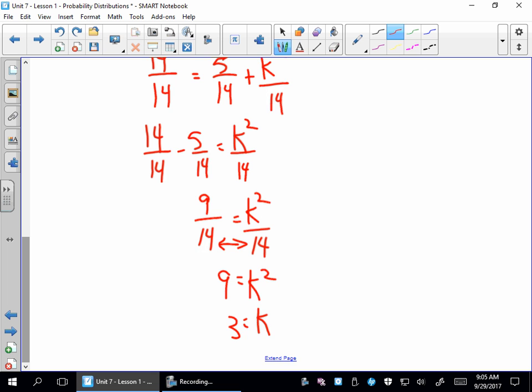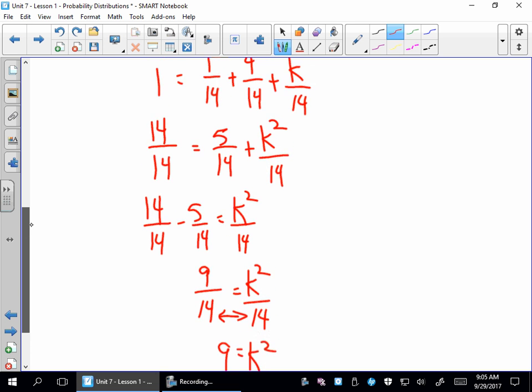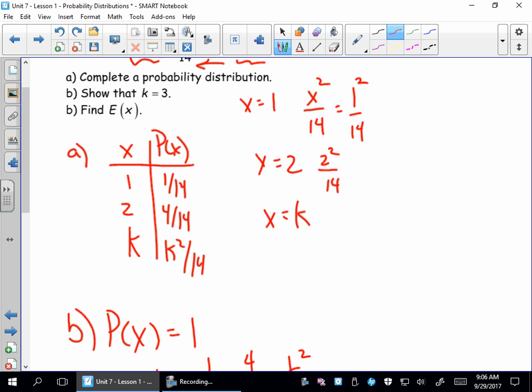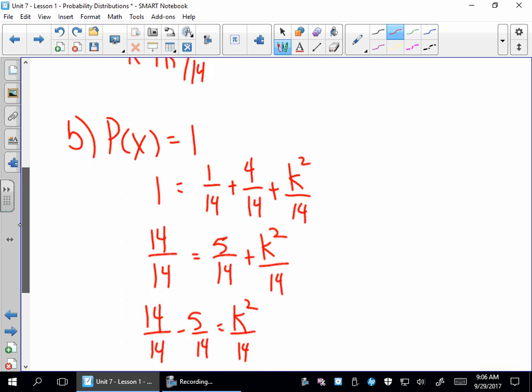So I can solve for parts of distributions if I don't have them by knowing something about a distribution. It has to add up to 1. That was the algebraic way. You probably could have just looked at this and figured out, if I add them all together, I come out to 1. All right, part C, find our expected value.